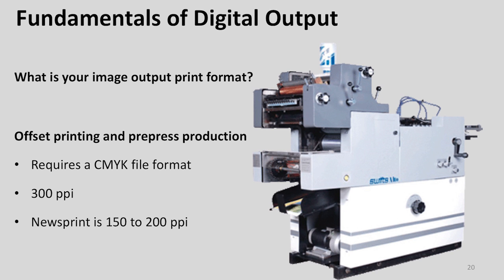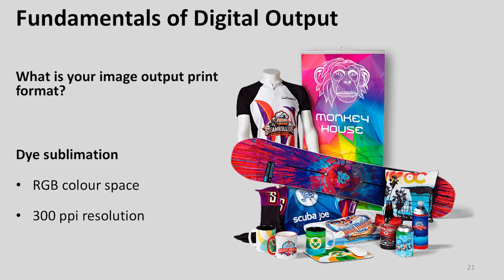So if you're sending your image for offset or pre-press production, that's a commercial high output print process, which can be found in the magazine, book, and newspaper printing industry. You need to prepare your file and output your file in CMYK file format at 300 ppi. Newsprint is different to this. Newsprint will only require a 150 to 200 ppi resolution file. Why? Because it's a lower resolution output.